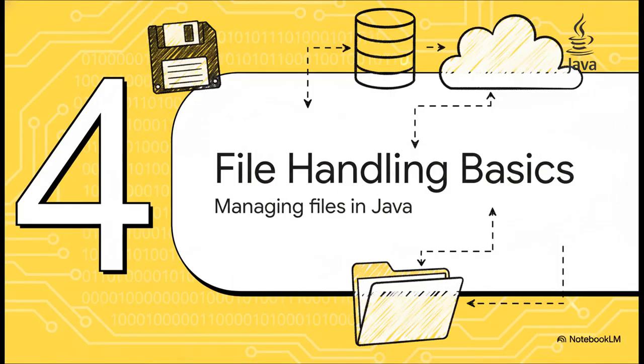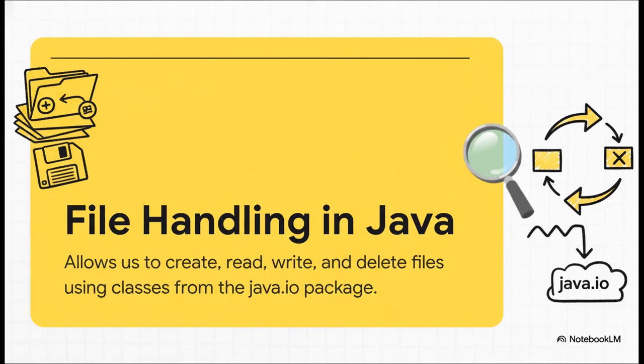Now let's pivot to the second essential skill for basically any Java app that needs to save data or interact with the user's computer: file handling. At its core, file handling is pretty much exactly what it sounds like. It's the set of tools Java gives us, mostly in the java.io package, to do all the fundamental things with files and folders: create them, read them, write to them, and delete them.